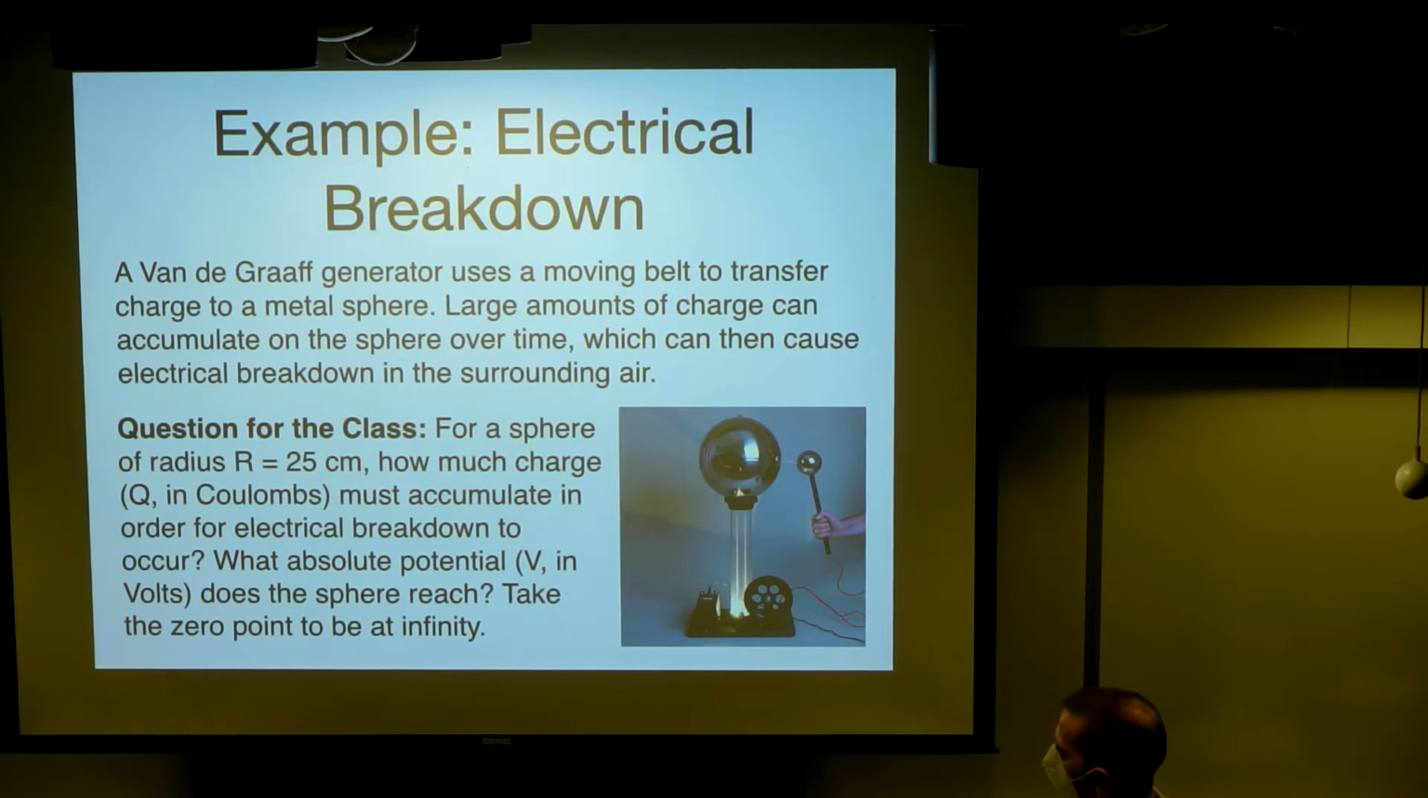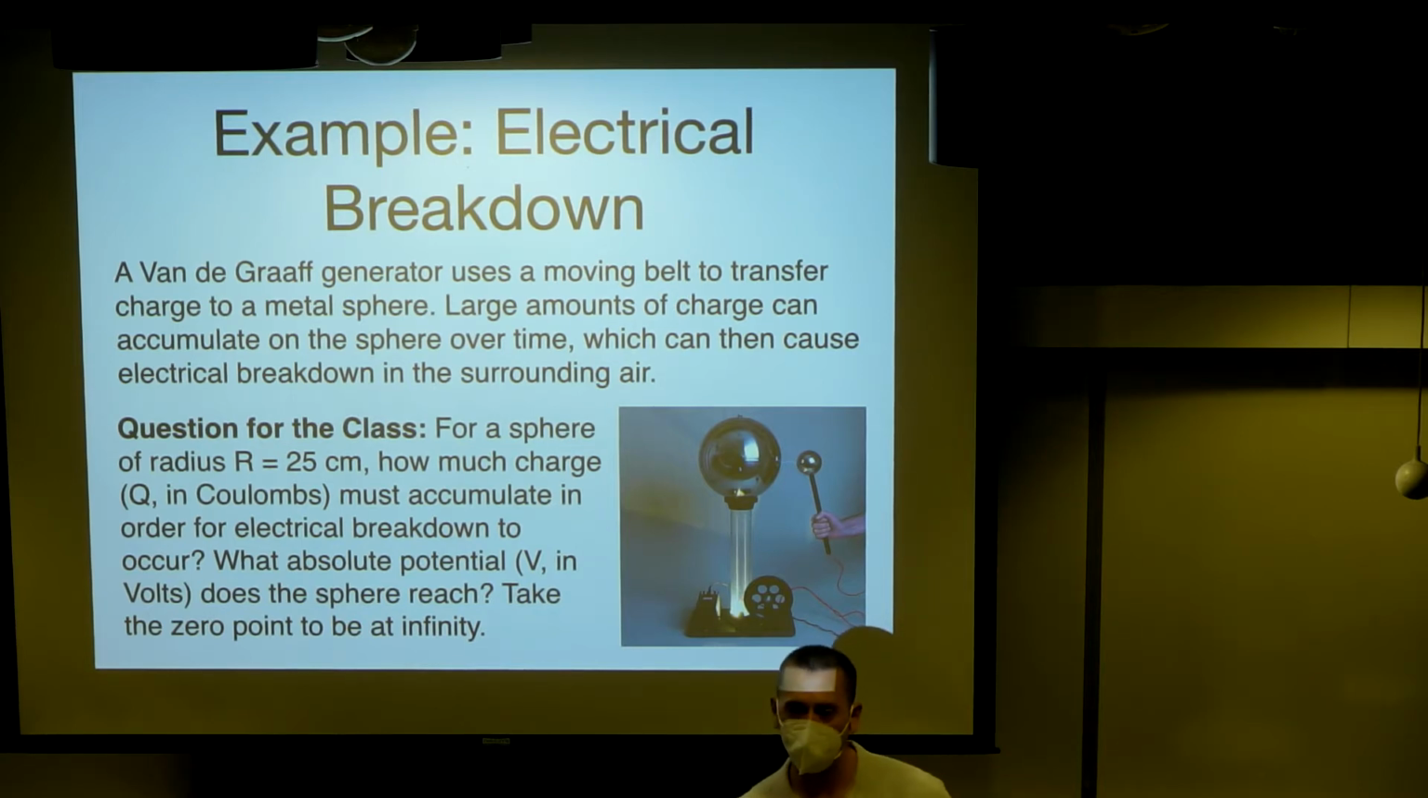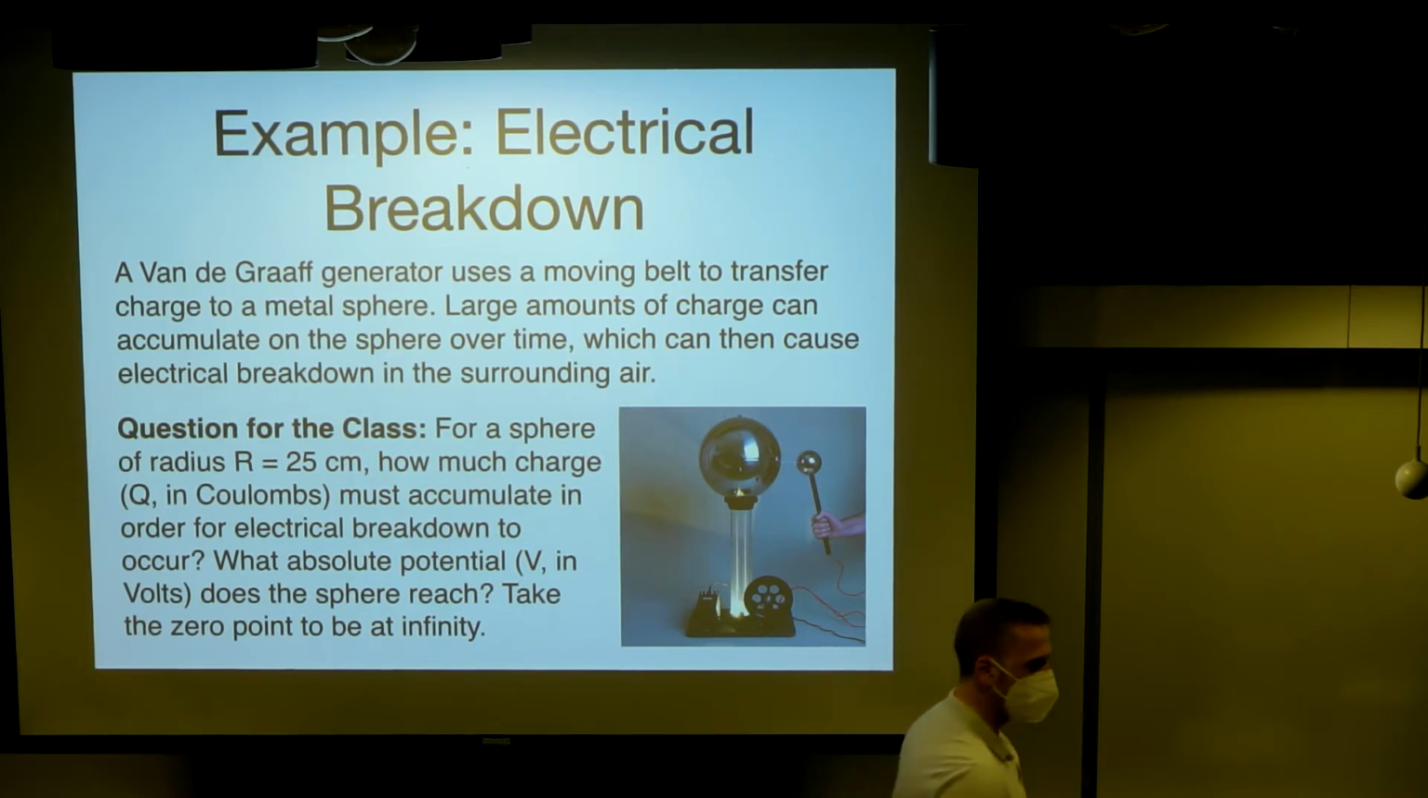So my question for you is, let's say we have a sphere with a radius of 25 centimeters. How much charge must accumulate on that sphere for electrical breakdown to occur? And then as a follow-up, what would the absolute potential be, how many volts would the sphere reach in order for electrical breakdown to occur? So you're going to need two things here, of course. You're going to need to know the relevant formula for the E field, which we just went over in the last example, and the relevant formula for the absolute potential, which again, we just went over. So this is sort of a plug and chug thing. Try it out. I'll give you a few minutes, and then we'll go over it together.